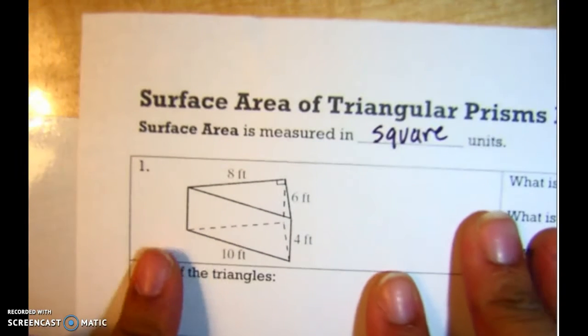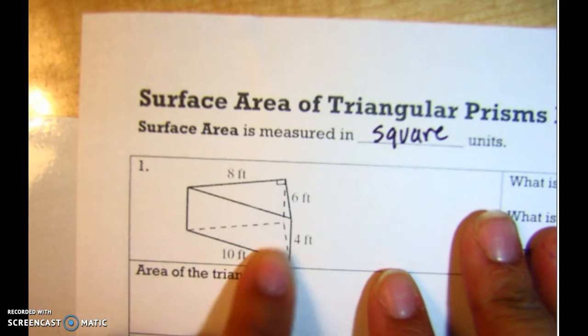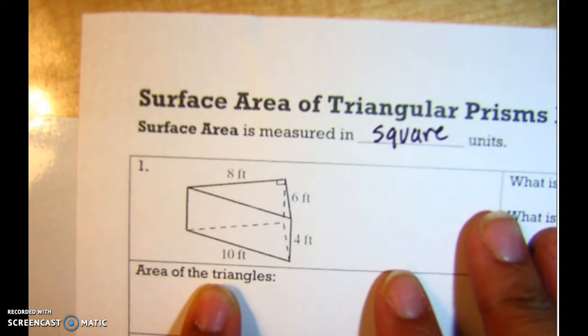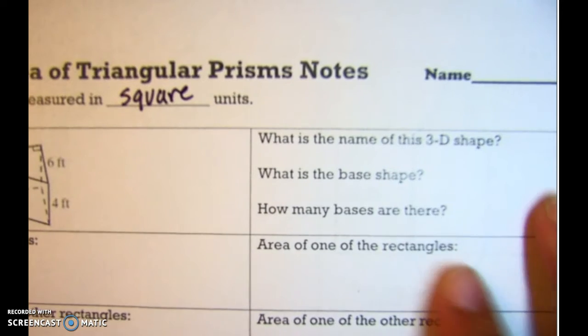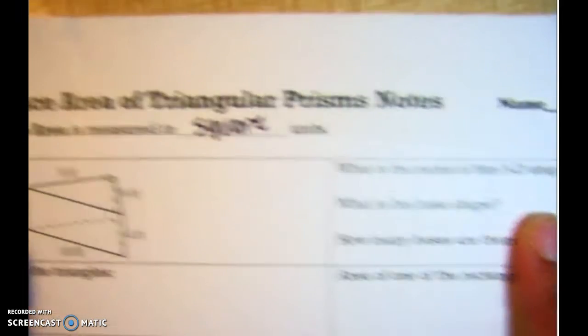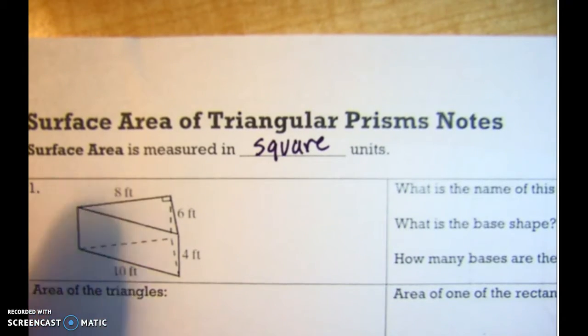Okay, so now we have a triangular prism here, and we have all different kinds of information. We're just going to go step by step through this. The first question asks, what's the name of this 3D shape? No surprise, it's a triangular prism.